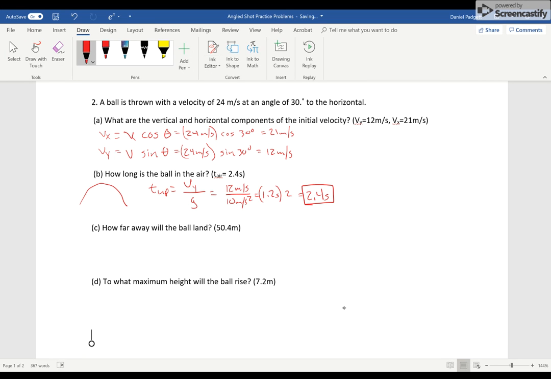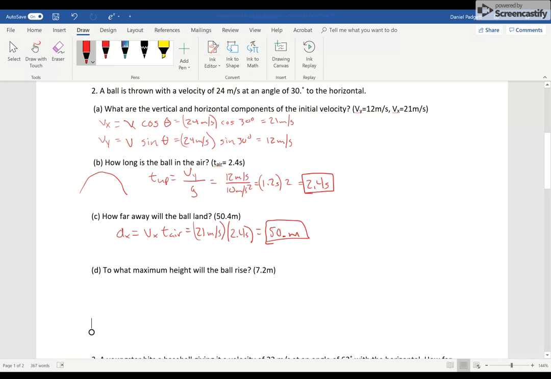How far will the ball land? Well, that's going to be our dx. How far do we go? Again, that, just like all our other projectile problems, is Vx times t air. So 21 meters per second times 2.4 seconds means that we are going to land 50 meters away with the right number of significant figures.